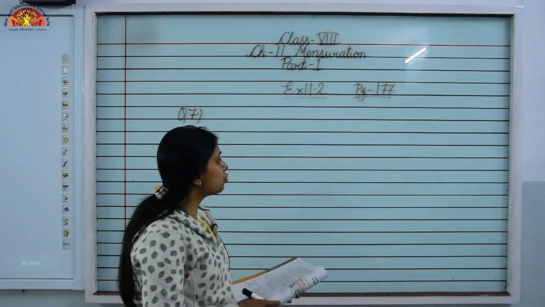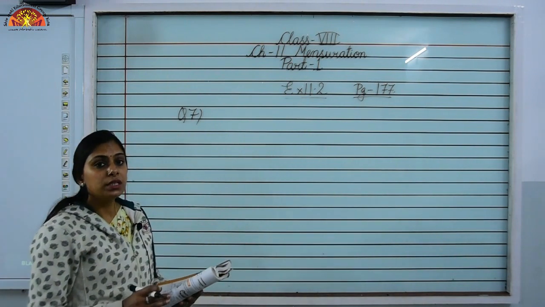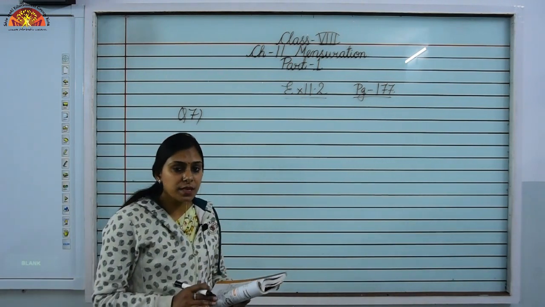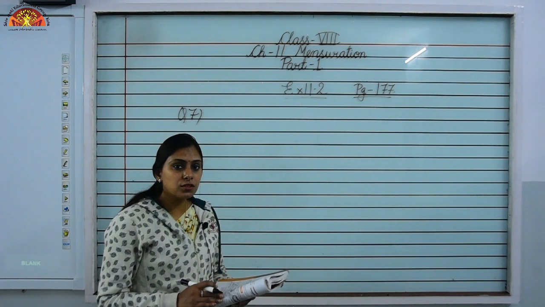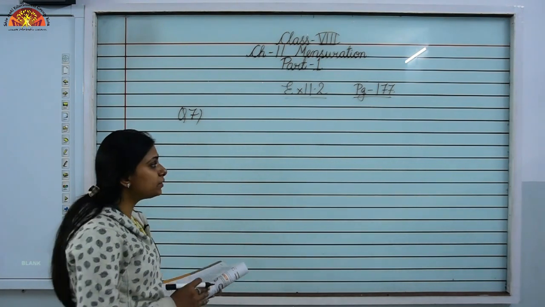So first of all, children, as you know, what is the area of a rhombus? It is half into D1 into D2.